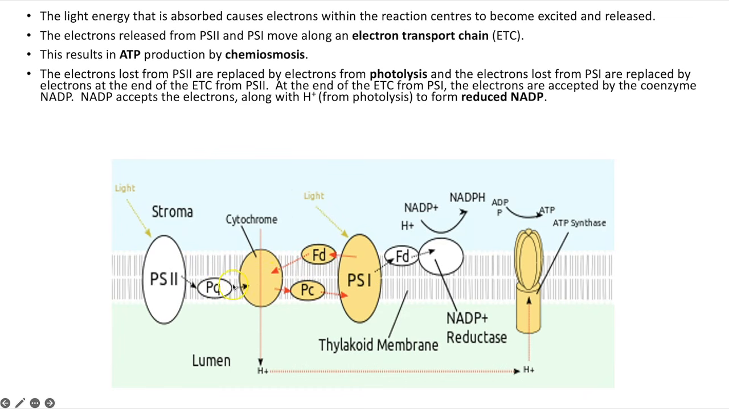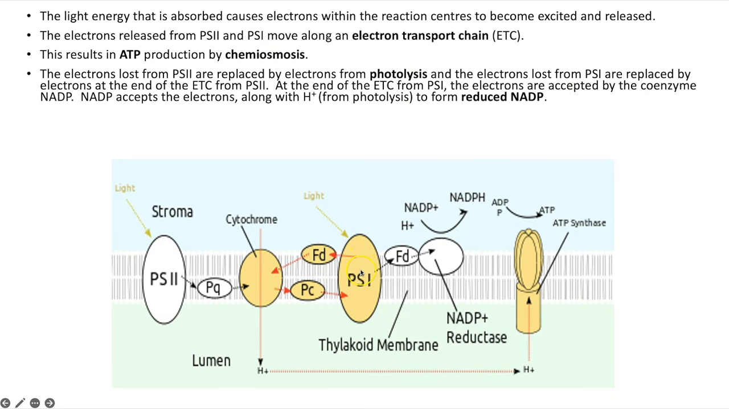And you don't need to know the names of these. You just need to know there are proteins embedded within the thylakoid membrane, and the electrons are going to be excited and released from photosystem 1, photosystem 2, and then they pass along these proteins, which is the electron transport chain. This results in ATP production by ATP synthase over here, and that's chemiosmosis. And the electrons lost from photosystem 2 are replaced by electrons from photolysis, which we're going to go on to, chemiosmosis and photolysis, in the next couple of slides.